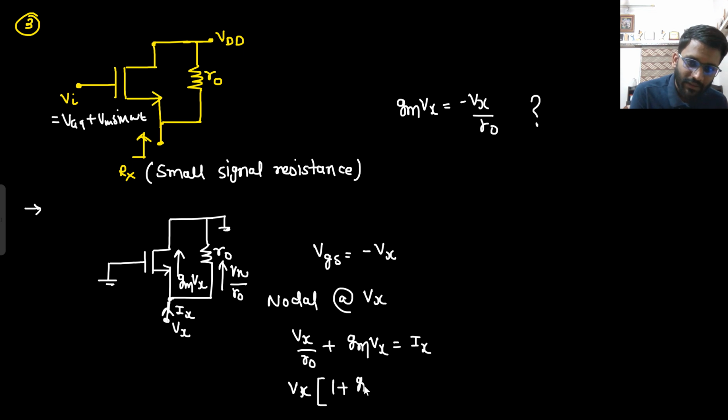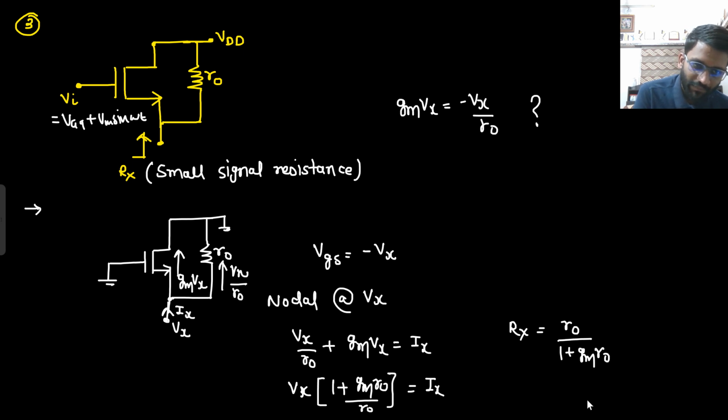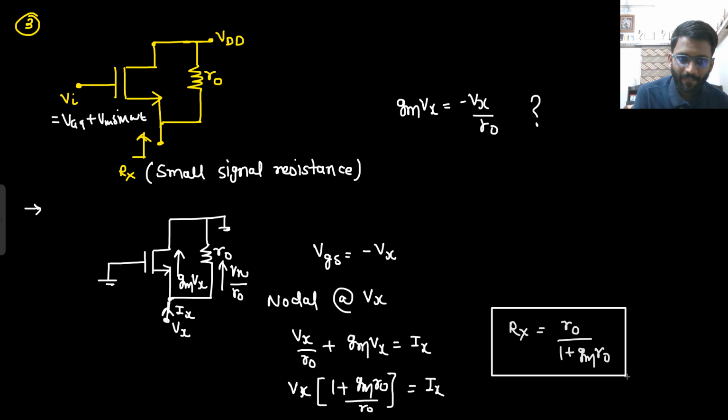1 plus Gm R0 by R0 is equal to Ix. So Vx by Ix, that means Rx, we are getting R0 upon 1 plus Gm R0. Right? Okay. This is the Rx we are getting.